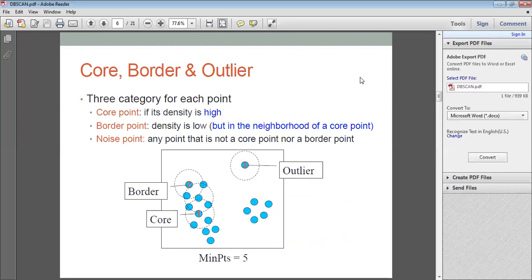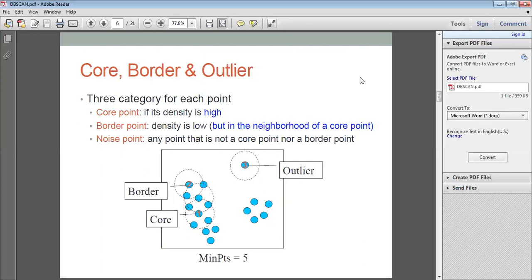In DBSCAN, every point is divided into 3 kinds of points: core point, border point, or noise point. The core point is the point which is the center of a dense region, meaning in its epsilon radius neighborhood, it has at least min points number of data elements.